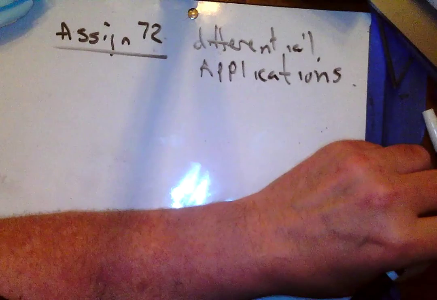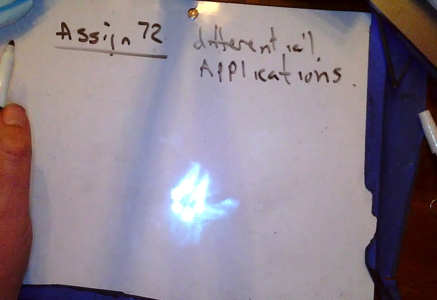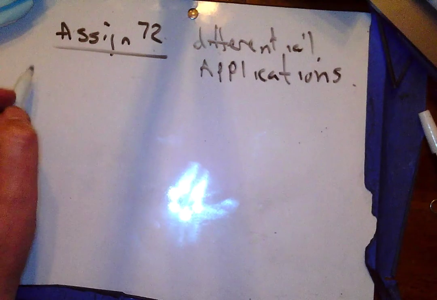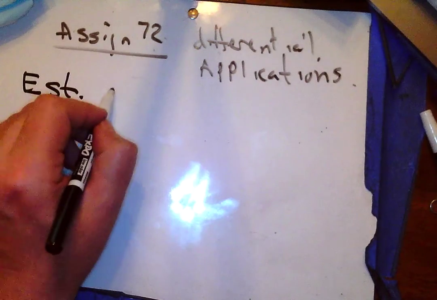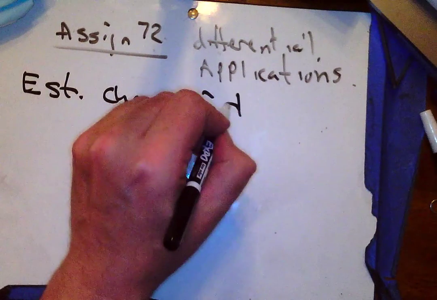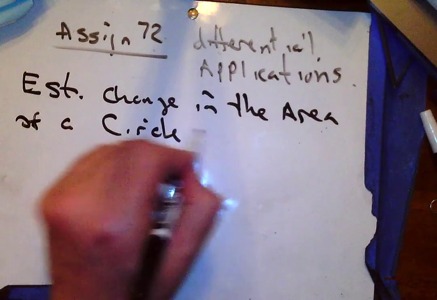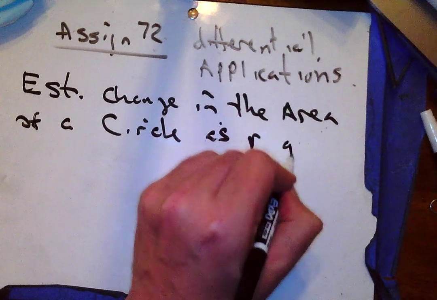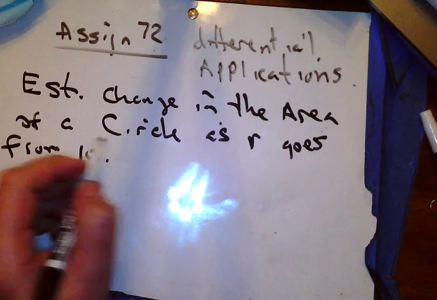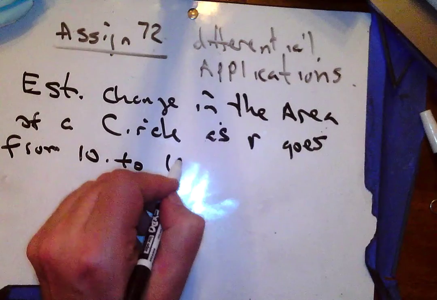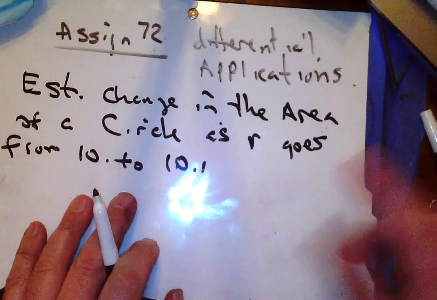And the first one is, what are we talking about? Estimate the change in the area of a circle as radius goes from 10 to 10.1. Okay, so now here's some important stuff to be thinking about.